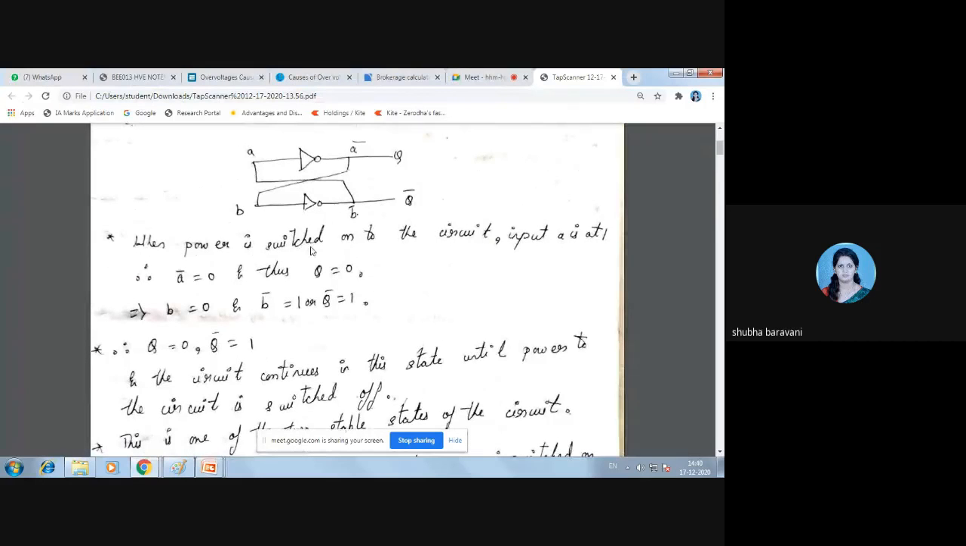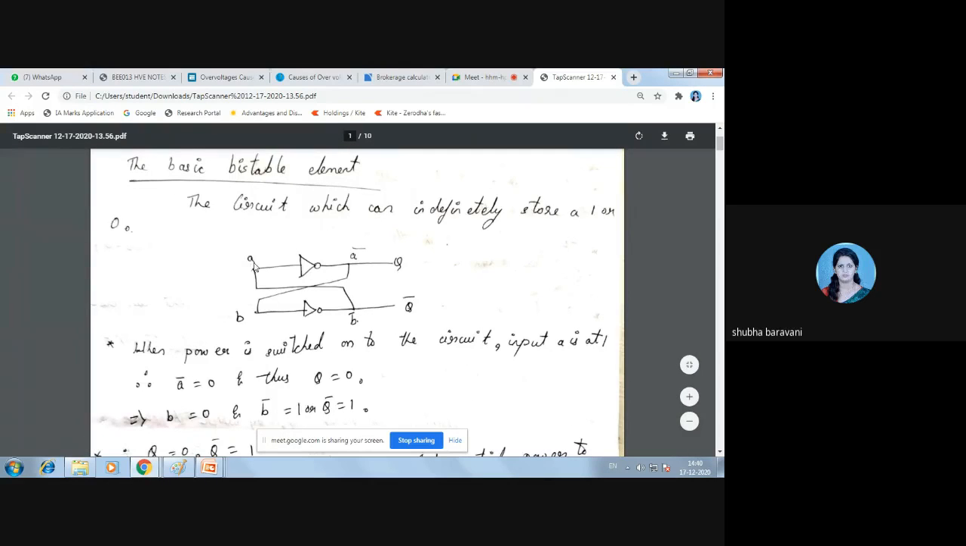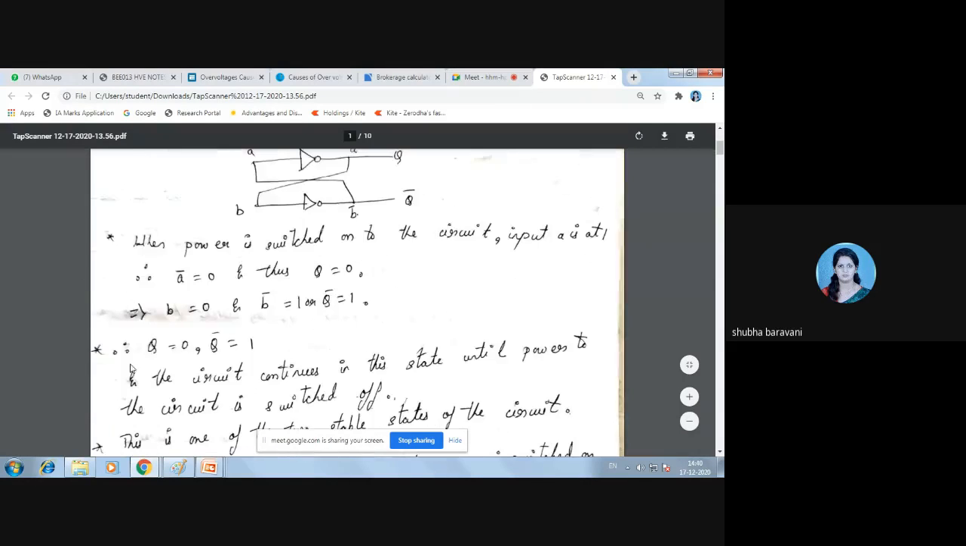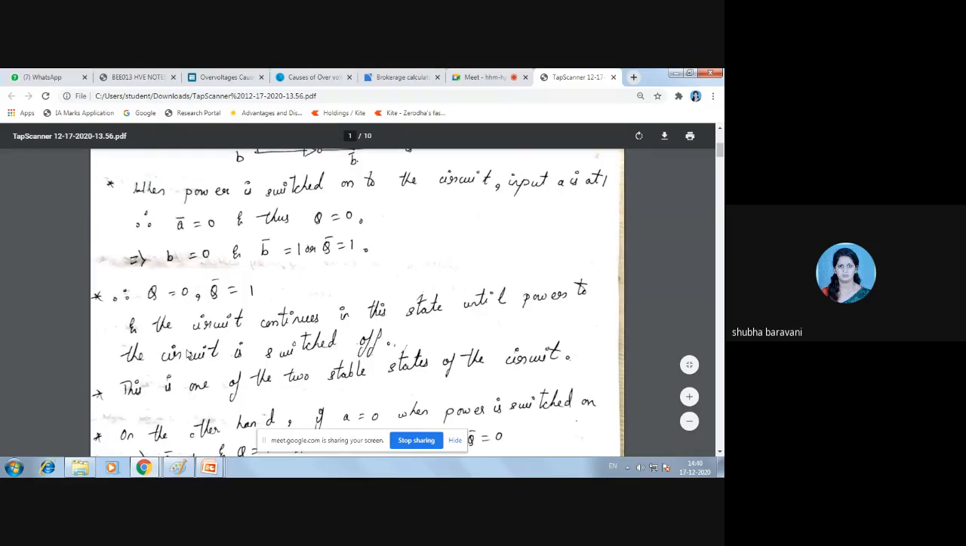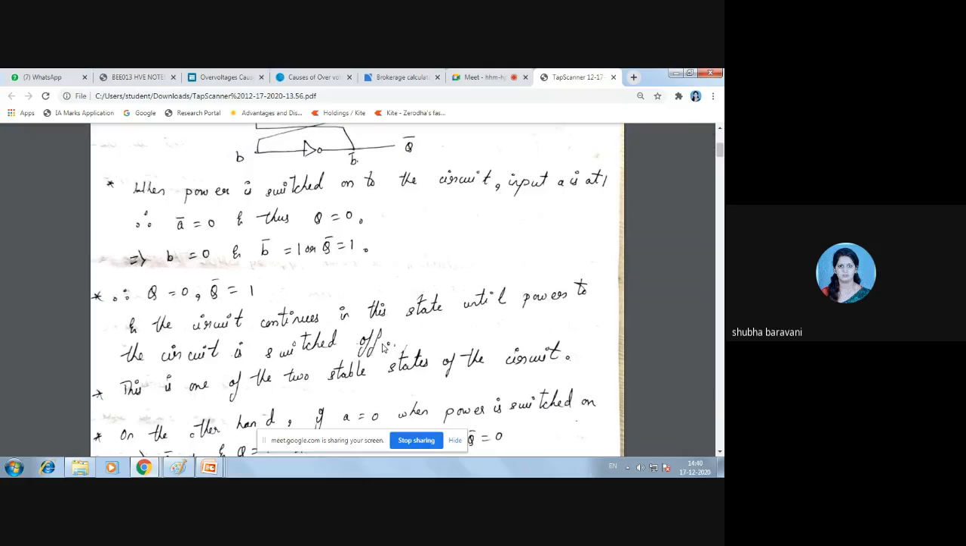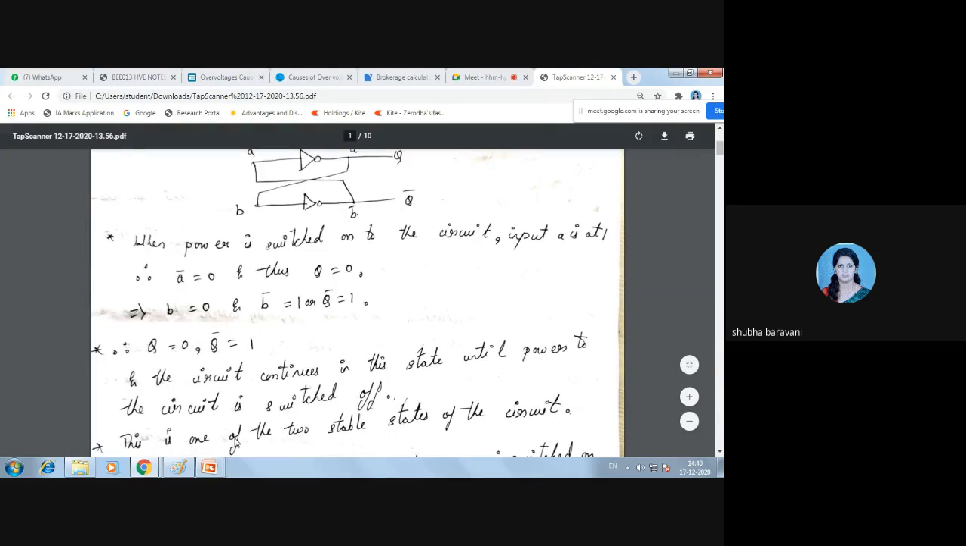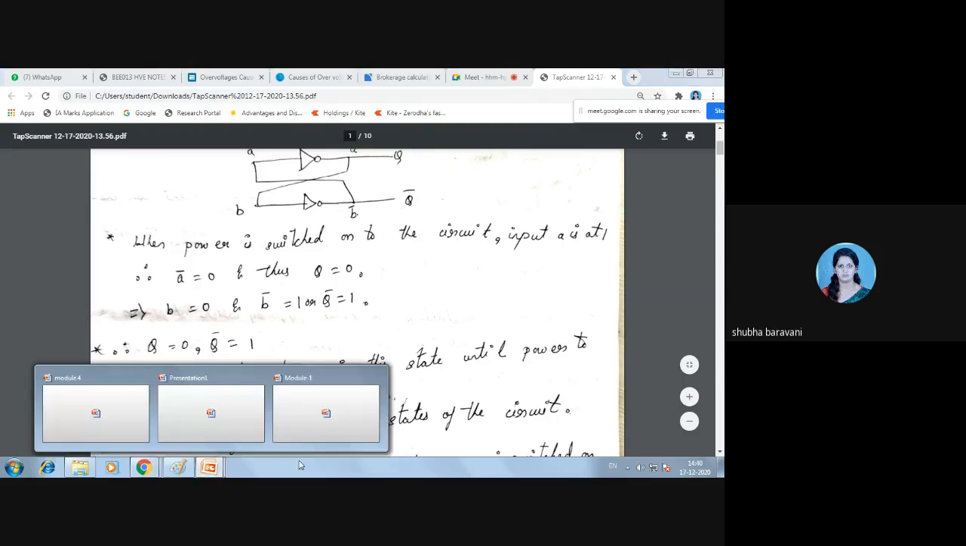When power is switched on to the circuit, input A is at 1. Therefore, here A is at 1. So A bar is 0. So Q is 0. A bar is given to input B, which is 0. It gets inverted, gives you 1. So Q bar is 1. Therefore, Q is equal to 0 and Q bar is 1. And the circuit continues in this state until power to the circuit is switched off. It means until and unless I make A is equal to 0, I will have Q is equal to 0 and Q bar is equal to 1. Okay, understood? Up till here is that understood? Yes, ma'am.